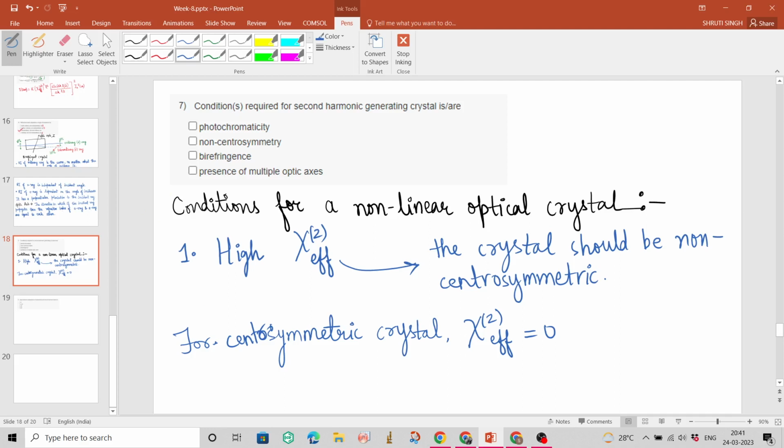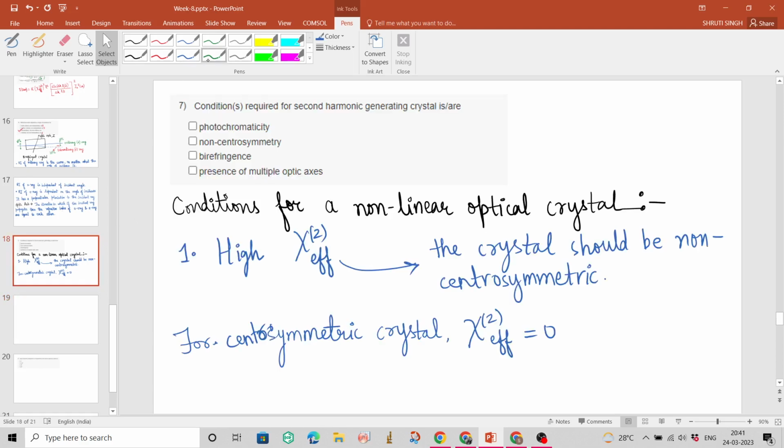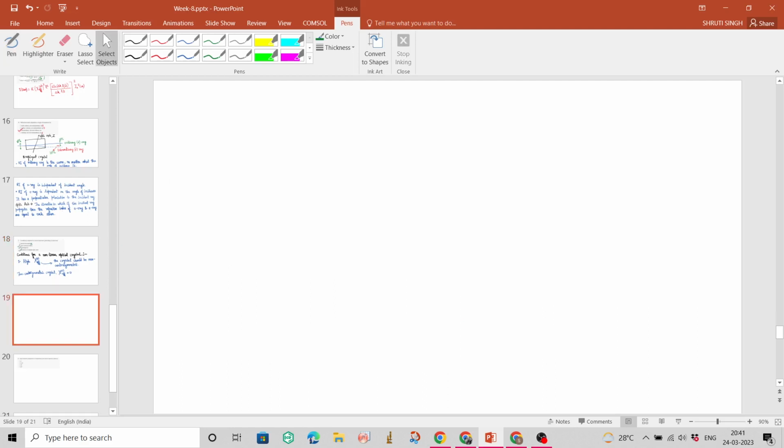Let's write the second one in the next slide. From here, let's first answer the question and then discuss one by one. This is not the correct one. Non-centrosymmetry is correct, birefringence is correct, and presence of multiple optic axes is correct. I spoke now about birefringence and phase matching. Birefringence means the E ray and the O ray will have different polarization, and their refractive index should depend on the angle of incidence.